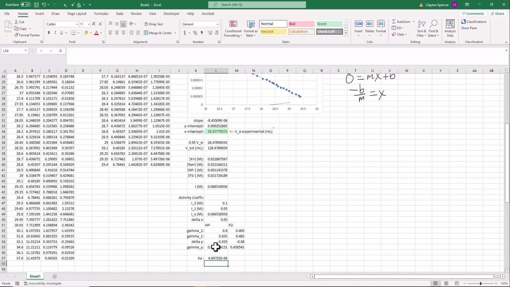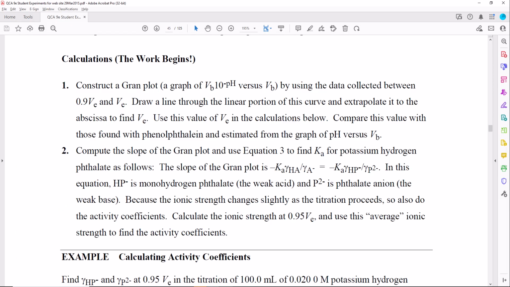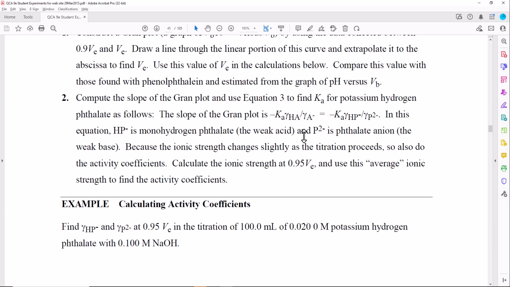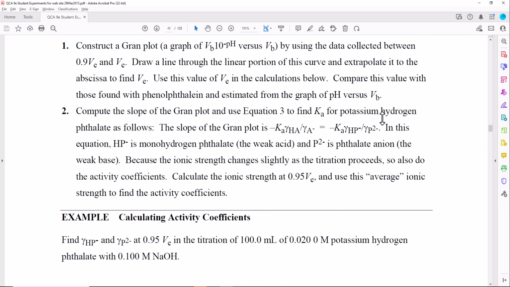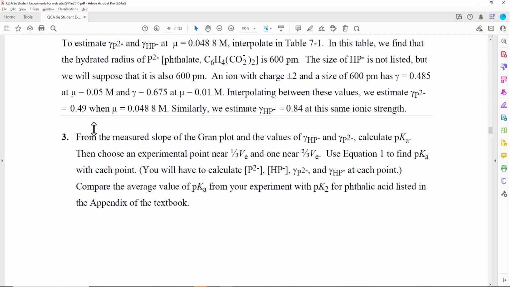So we're going to hit enter, boom. Go back to the instructions, see what we do next. So yay, there's the equilibrium constant, 4.69 times 10 to the minus 6. This is a weak acid, right? So we've got a Ka that's less than 1. No surprises there. Sorry, that's scrolling around too much, making you dizzy. Find the Ka. There we go. We've found the Ka.